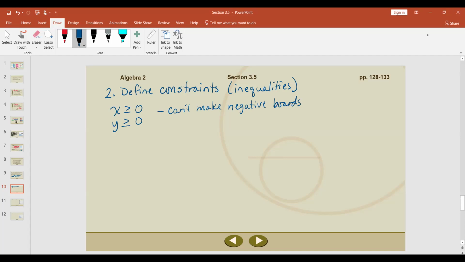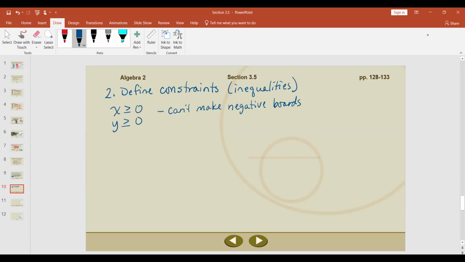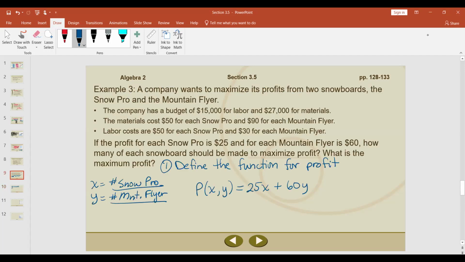All right, so then they gave us some other constraints. They said that the budget for materials is $27,000. So let's look at materials. The material cost for a Snow Pro is $50, and the material cost for the Mountain Flyer is $90. So this means that 50 times the number of Snow Pros made plus, is it 90?